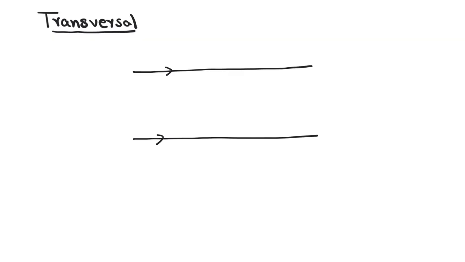Let's understand what we mean by a transversal line. Suppose we have two lines that are parallel to each other. We know what parallel lines are. Now, when a third line intersects these two parallel lines, this intersecting line is called a transversal.